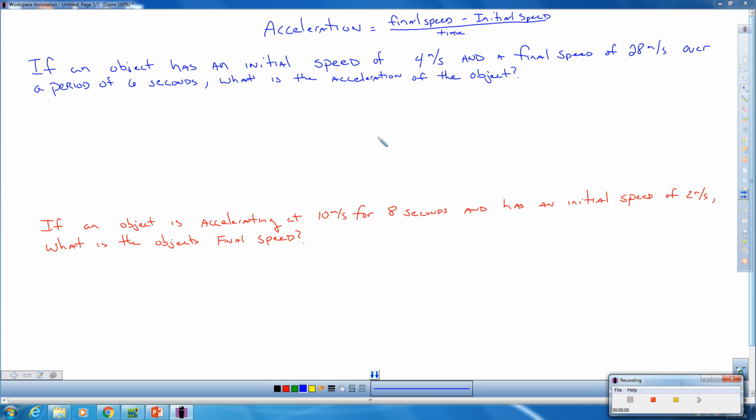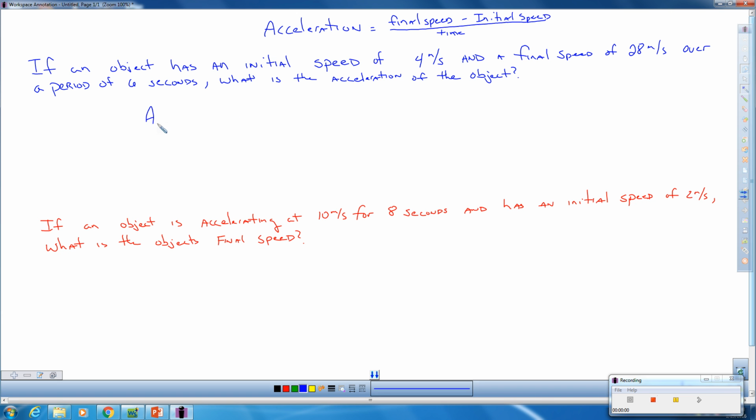Look at acceleration. Acceleration is final speed minus initial speed divided by time. And we'll do a couple practice problems here. All right, first problem is, if an object has an initial speed of 4 meters per second and a final speed of 28 meters per second over a period of 6 seconds, what is the acceleration of the object? So we can go ahead and just plug in.